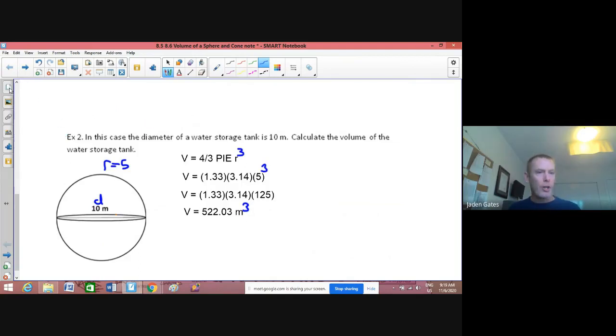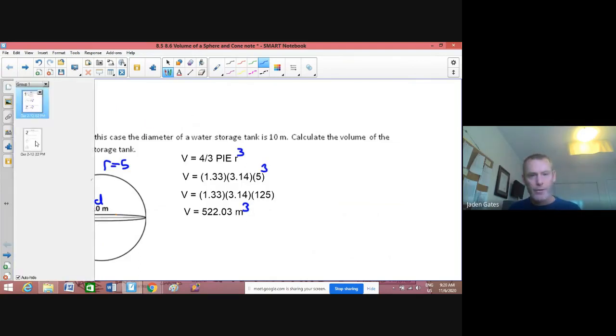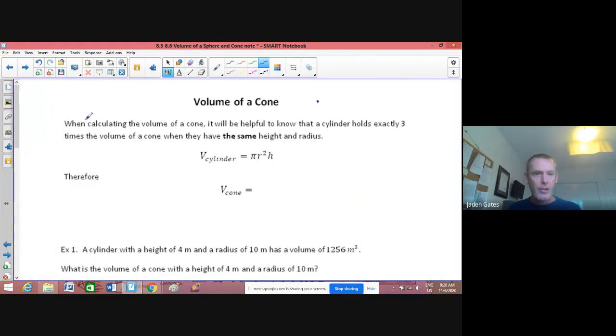All right, so we'll look at our last shape for today, or well, for now anyways. Here's a little unknown fact. When calculating the volume of a cone, for some reason they figured this out, I don't know how, that a cylinder holds exactly 3 times the volume of a cone, when they have the same height and the same radius. So if you take the volume of a cylinder and you just divide it by 3, you have the volume of a cone. That's what it's saying. So there's our volume of a cone formula, pi r squared h divided by 3.